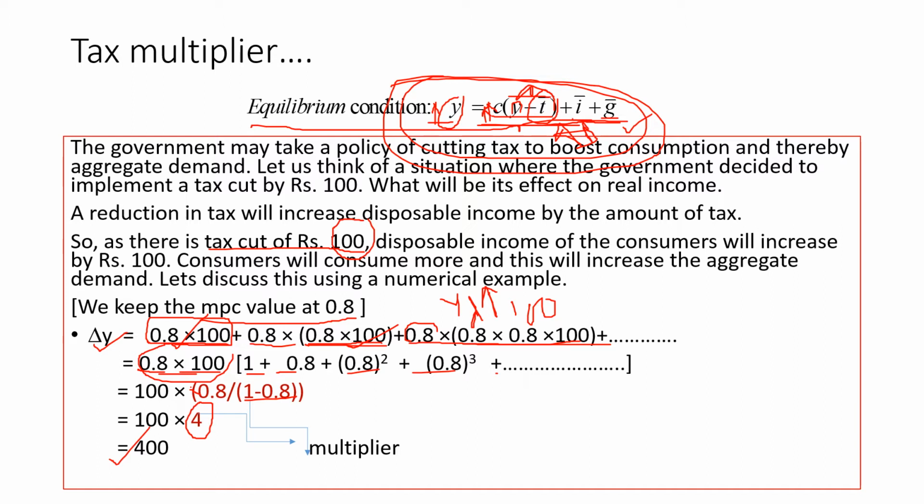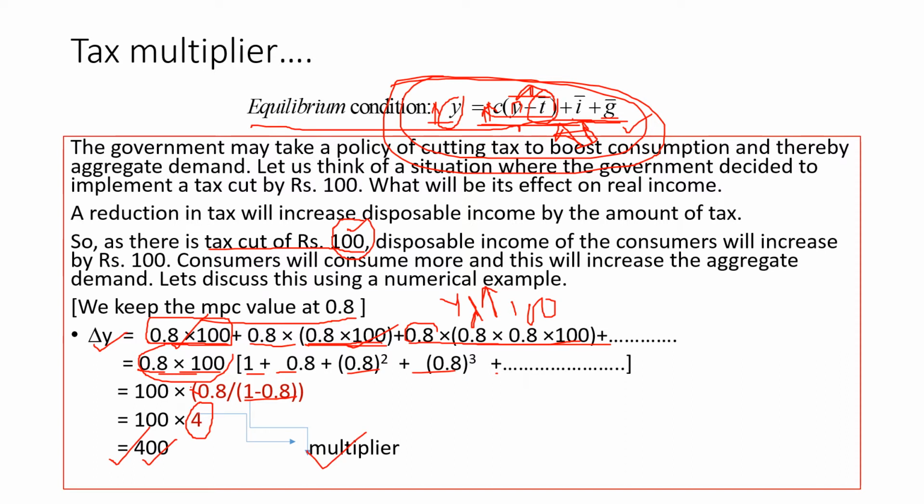Remember, there is a difference. So this is the multiplier. The multiplier here is 4. So again, due to a tax cut of 100 rupees, the income is increasing by 400 rupees. So there is a multiplier effect, because income is increasing by 4 times. The government decided to cut the tax by 100 rupees, but income is increasing by 400 rupees. So there is a multiplier here.